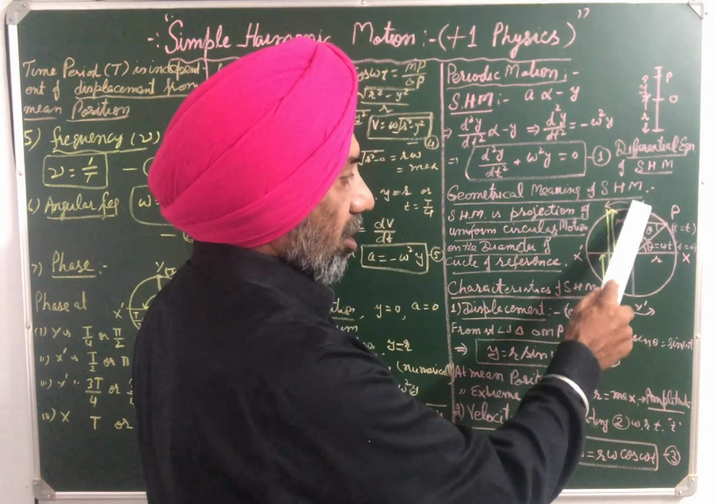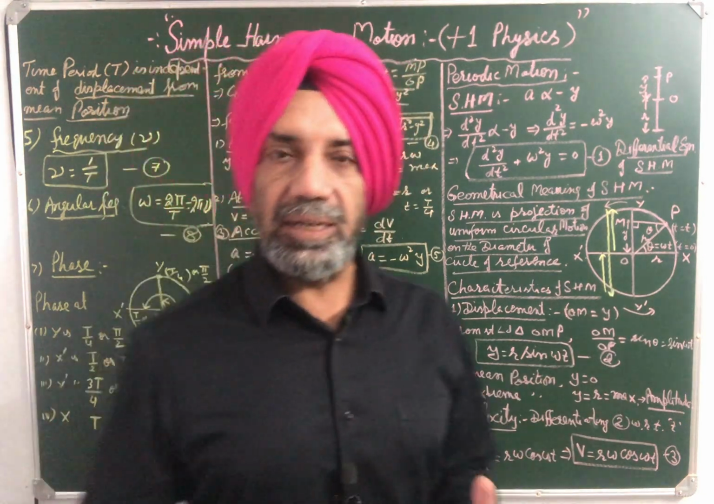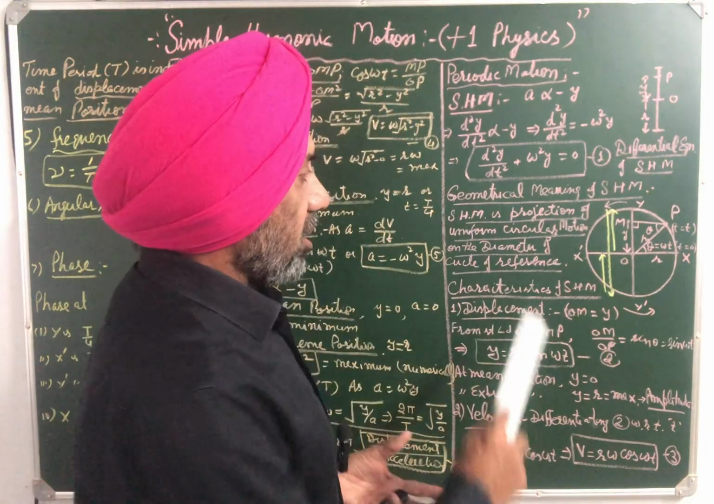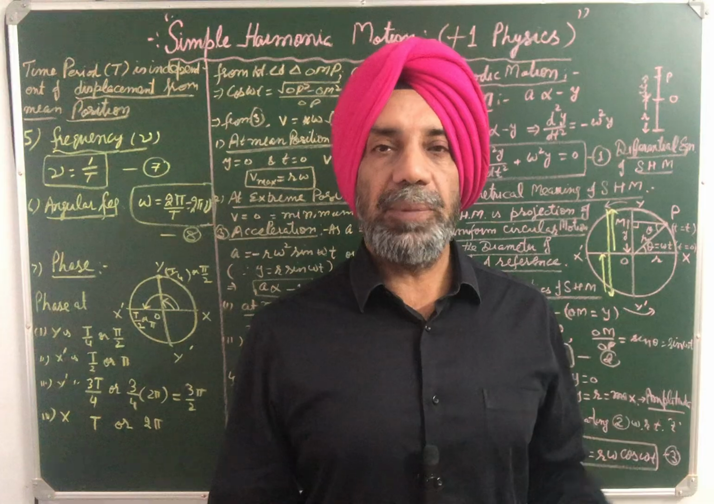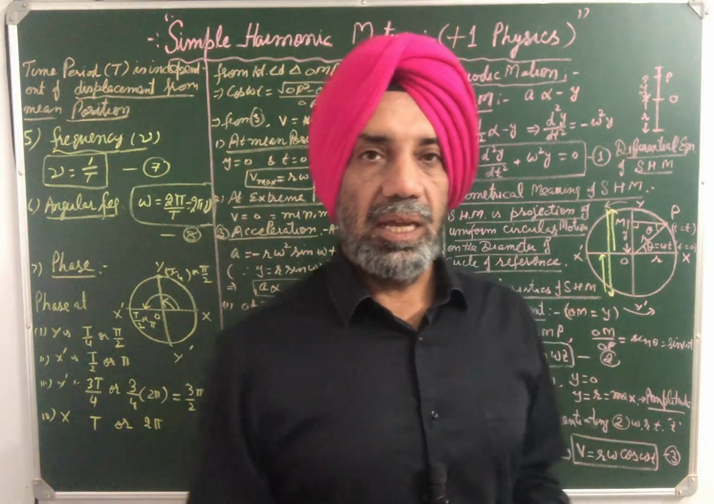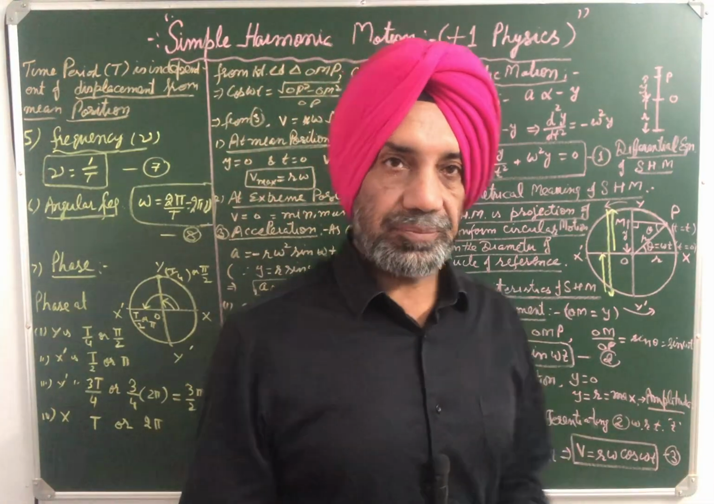What is M? M is the projection of P on the diameter of circle of reference. It means geometrically, simple harmonic motion is the projection of uniform circular motion on the diameter of circle of reference. This is the geometrical meaning of simple harmonic motion.